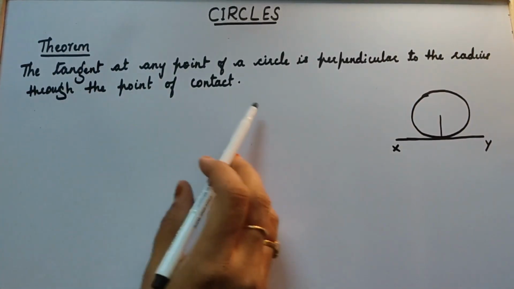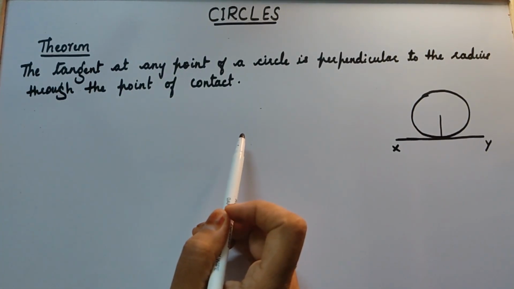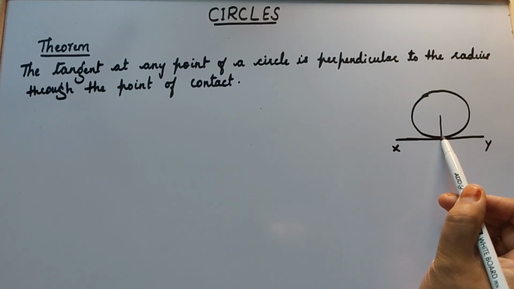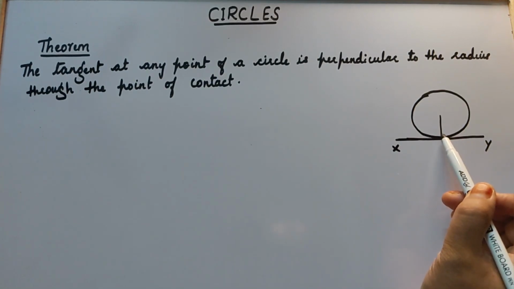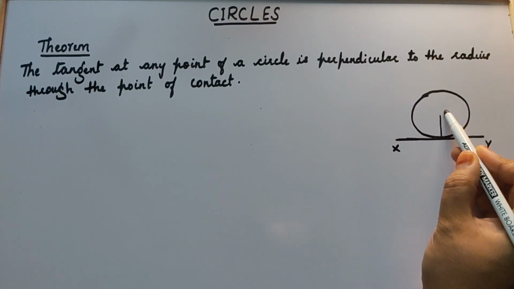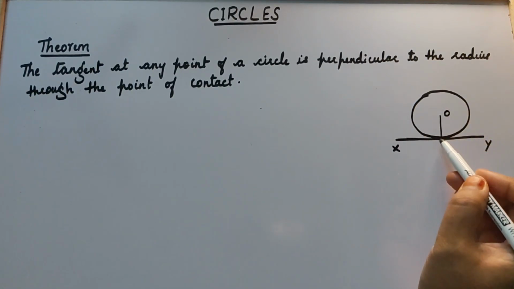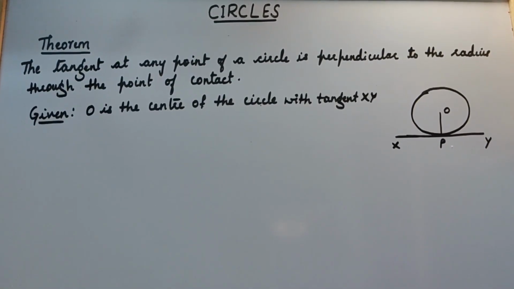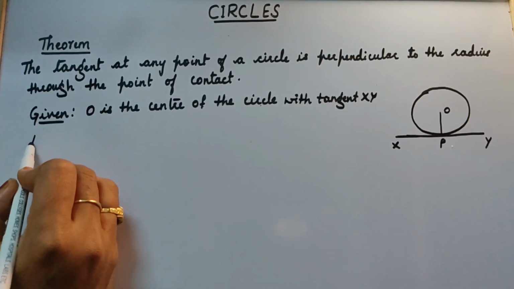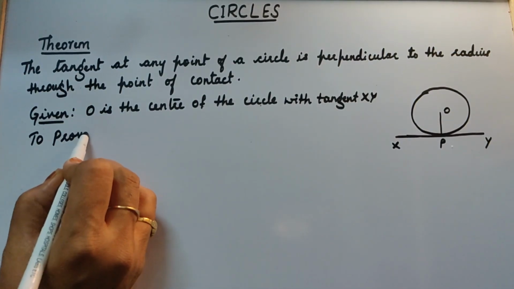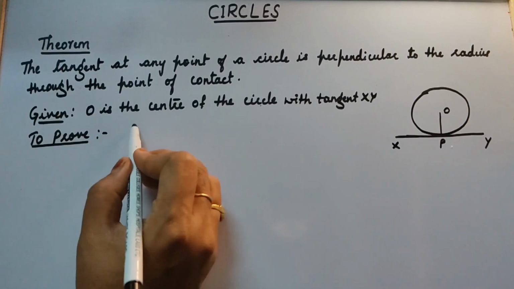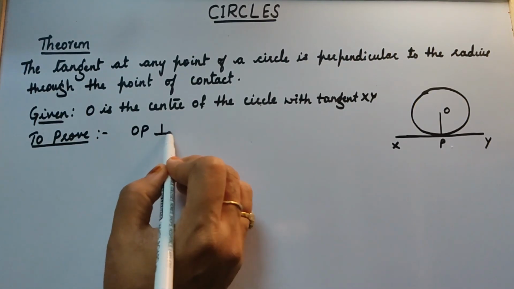Now let us learn the theorem of the circle. What is the theorem? A tangent at any point of a circle is perpendicular to the radius through the point of contact. Let me name this O, because O is the center of the circle, and the point of contact we will name P. Let us write the given. Now what we need to prove is that OP is perpendicular to XY.